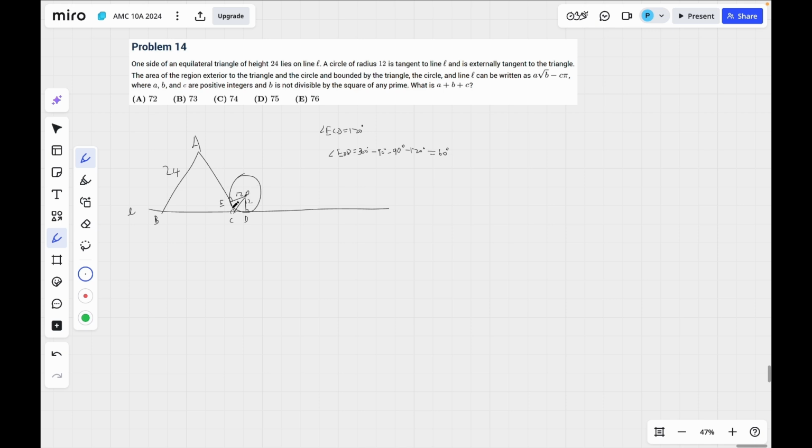Now since ECO and DCO are congruent, this angle is equal to this angle, and they're both half of 60, or equal to 30 degrees. Since we want the area here, we can find that by finding the area of the quadrilateral ECDO subtracted by the sector area of EOD.